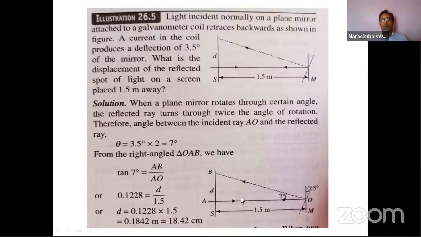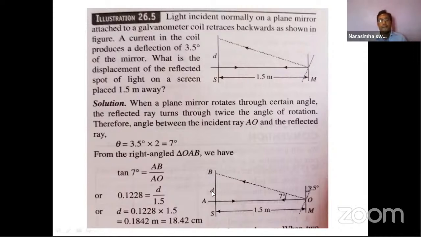Now from the right-angled triangle OAB, because as the mirror is rotated, the ray is also reflected, so it makes a triangle. Then what is asked is the displacement of the reflected spot. Initially it was at A, but now it is at B. So what will be the deflection distance?